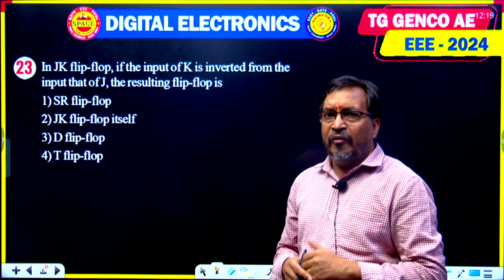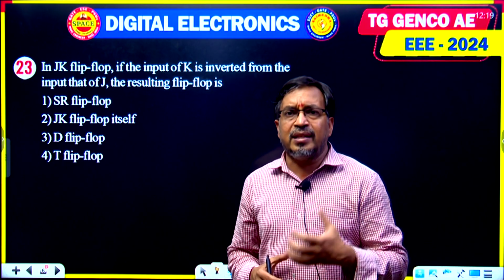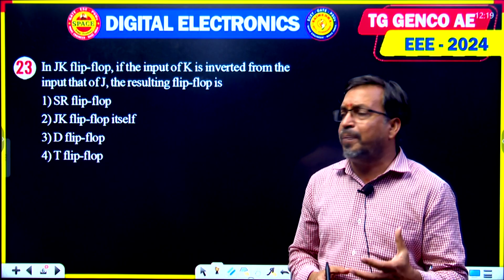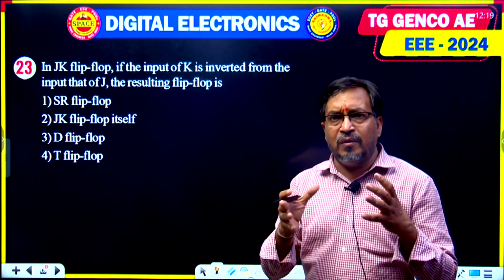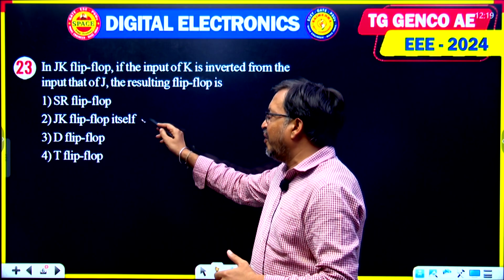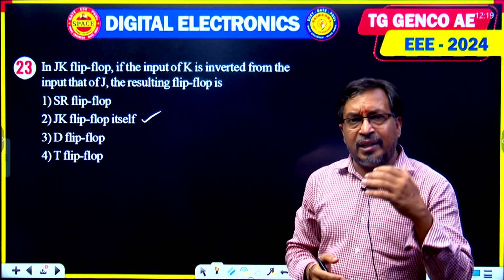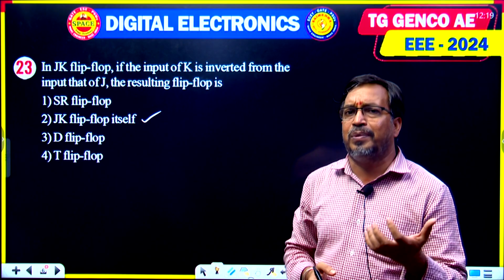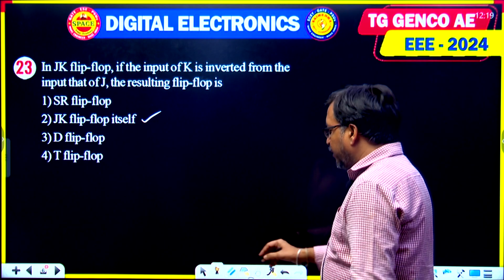We know that there are 4 types of flip-flops. One is SR flip-flop, another is JK flip-flop, D flip-flop, and T flip-flop. Out of these 4 flip-flops, the universal flip-flop is the JK flip-flop. From JK flip-flop, we can convert all flip-flops: SR flip-flop, D flip-flop, T flip-flop. So here I am explaining 2 standard bits.